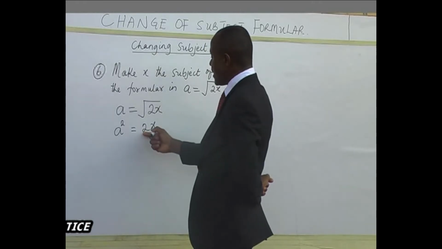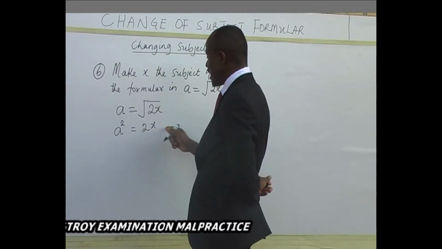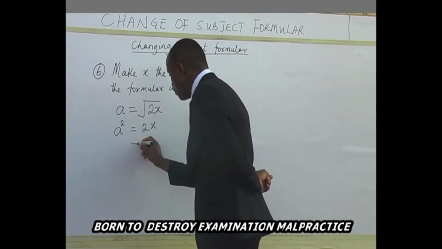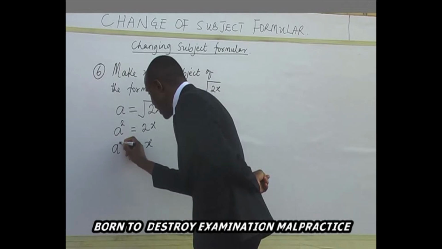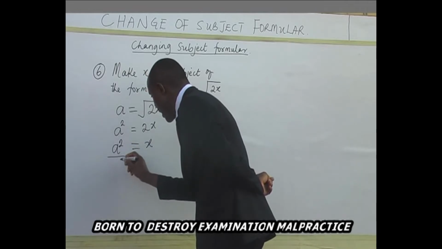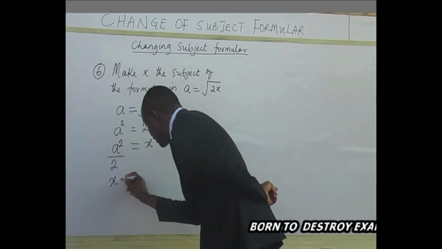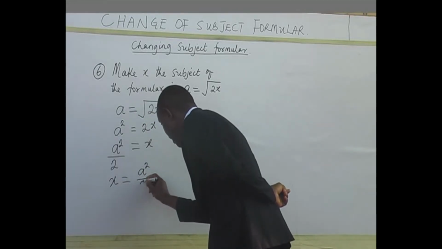Now that you have had this, the next thing you do to be left with only x on the right hand side of the equation is to divide both sides of the equation by 2. If you do, you'll be left with only x here, and on the left hand side you have A squared all over 2. In other words, x is A squared divided by 2.